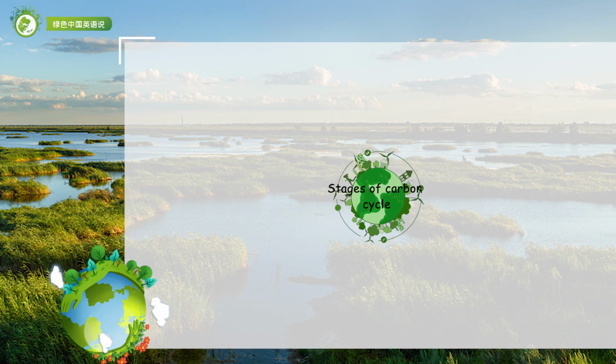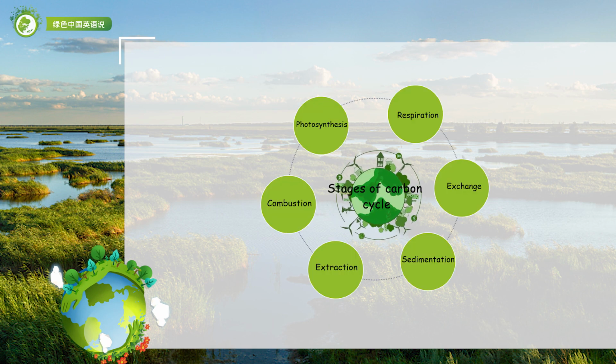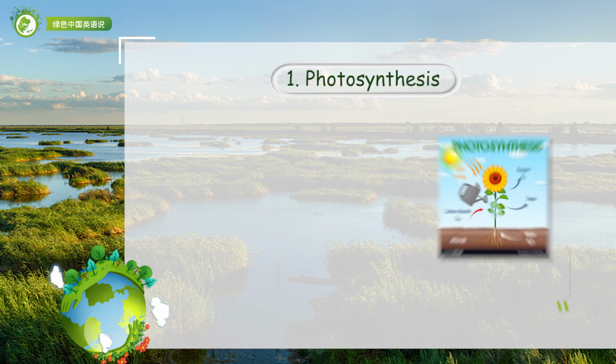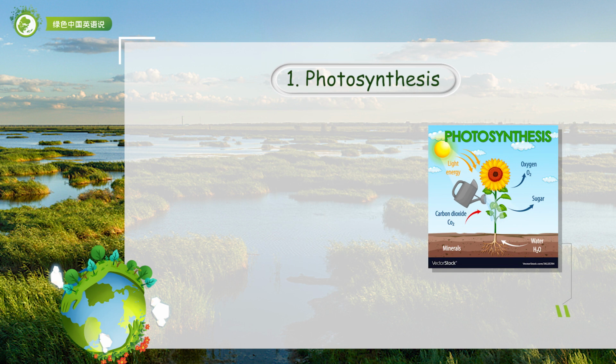So when we look at the stages of the carbon cycle, there are 6 primary processes that drive the carbon cycle: photosynthesis, respiration, exchange, sedimentation, extraction, and combustion. Photosynthesis: energy from the sun is used by the primary producers, such as the green plants, to take in carbon dioxide and water from the atmosphere, and incorporate carbon into their tissue. The reaction is carbon dioxide plus water plus energy from the sun yielding glucose.